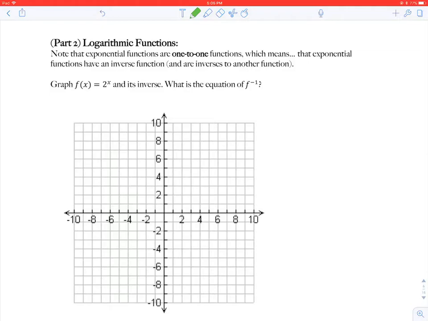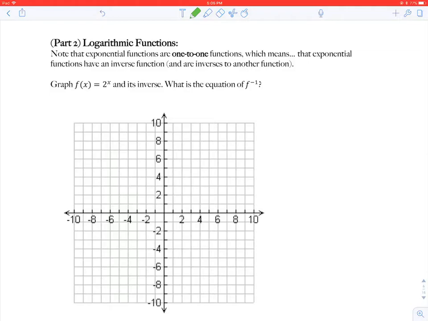So this graph would demonstrate exponential decay. Okay, logarithmic functions. So note that exponential functions are one-to-one functions. If you remember from pre-calc, one-to-one functions means that every element from the domain corresponds to exactly one element in the range, and every element in the range corresponds to exactly one element in the domain. Every x has exactly one y, and every y has exactly one x.